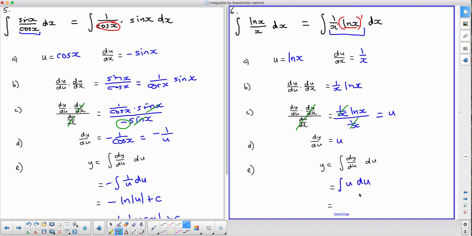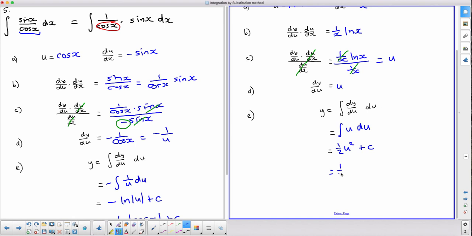So we're anti-differentiating u, which gives u squared divided by 2. Let's replace u with ln x. And you can again differentiate that.